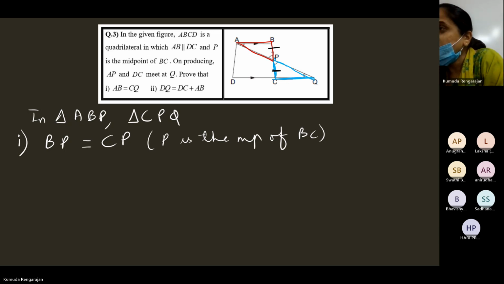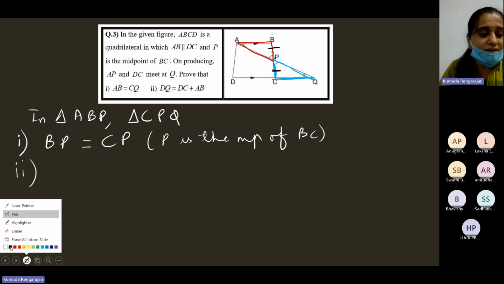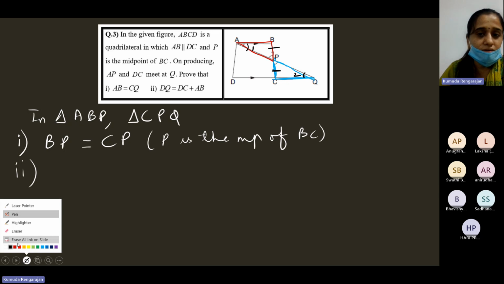Angle A is equal to angle Q. What's the reason? Alternate angles are equal. Okay, you're saying this angle is equal to this angle. Yeah, correct. Angle 1 is equal to angle 2 because alternate interior angles are equal.